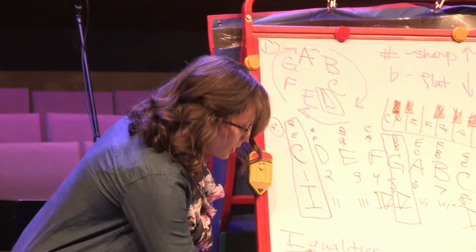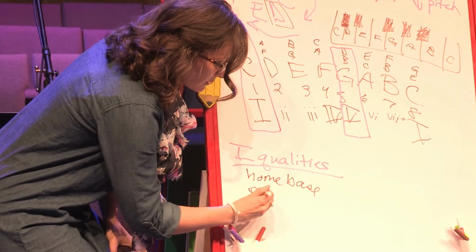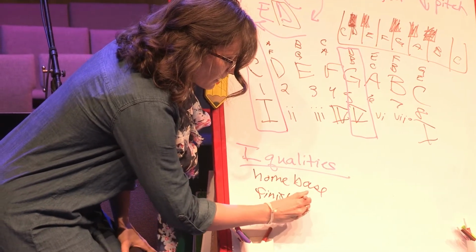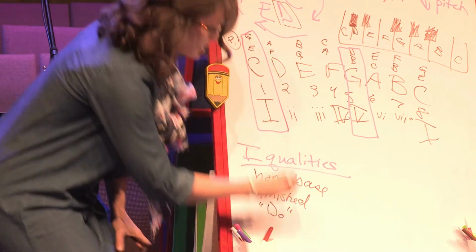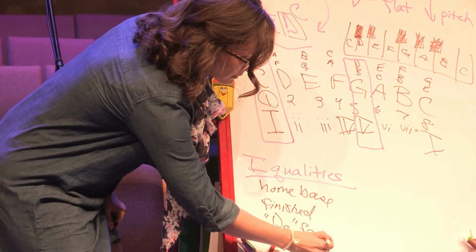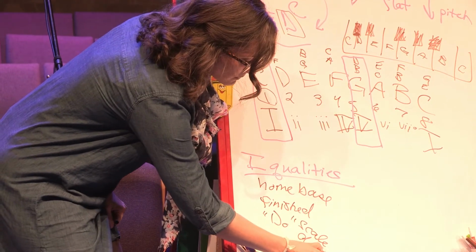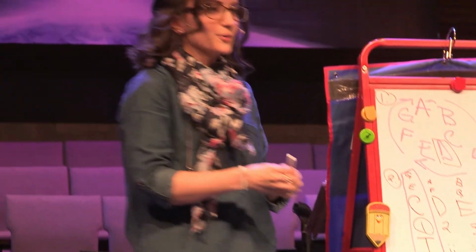Okay, so I landed on 1, and you can hear that home base kind of feel. Okay, so that's qualities of 1. It's got that home base, finished kind of feel. And its root is do, and do just meaning scale degree 1. Okay, so that's 1 quality.